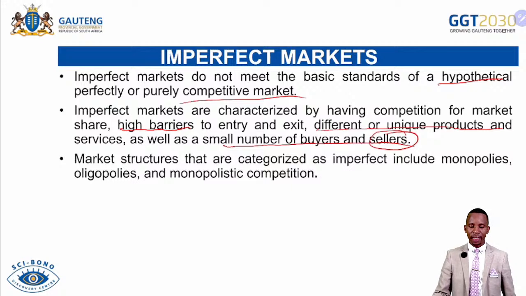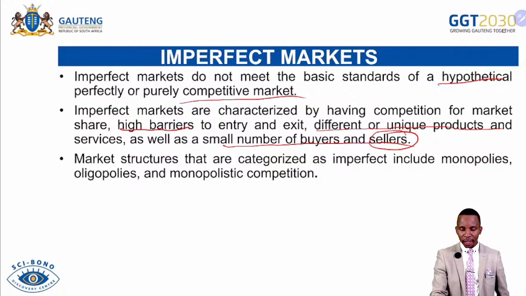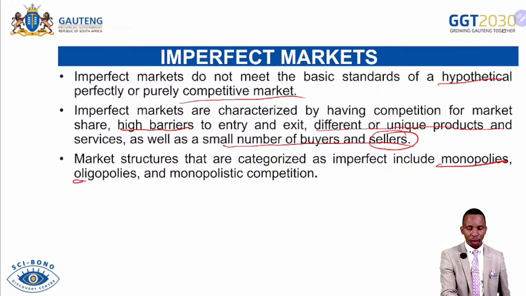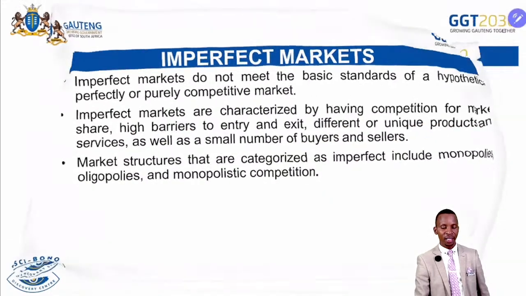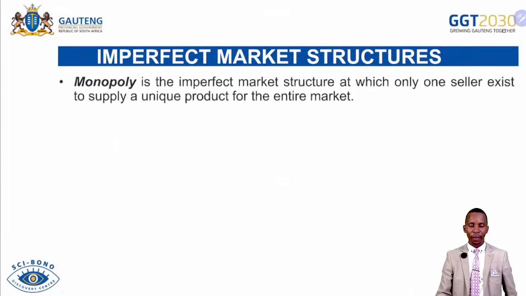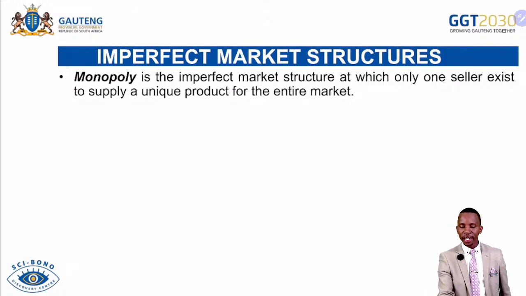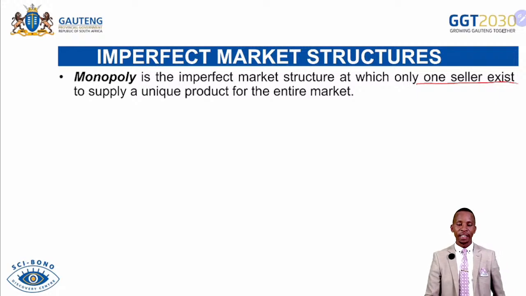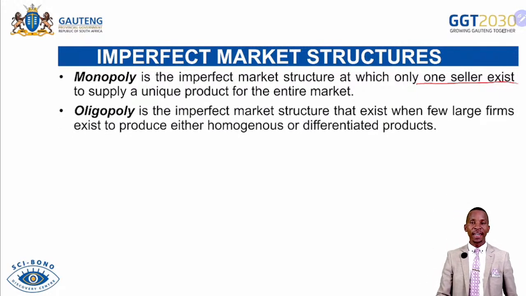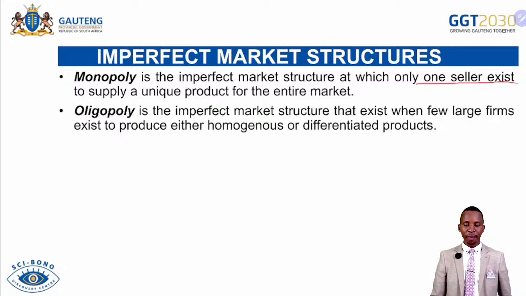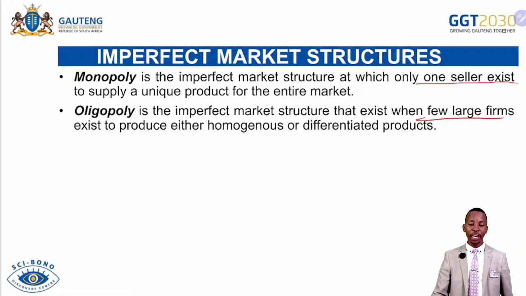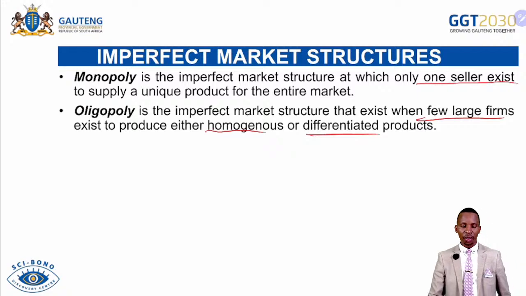The market structures that are categorized include the likes of monopolies, oligopolies, and monopolistic competition. They are the ones that will be discussed under the imperfect market structure. So we have the monopoly, which exists if there is only one seller that supplies a unique product for the entire industry. That's a monopoly. We have oligopoly, which exists if there are a few large firms and many buyers. So there are only a few large firms in the market supplying either homogeneous or differentiated products. So that's the oligopoly.